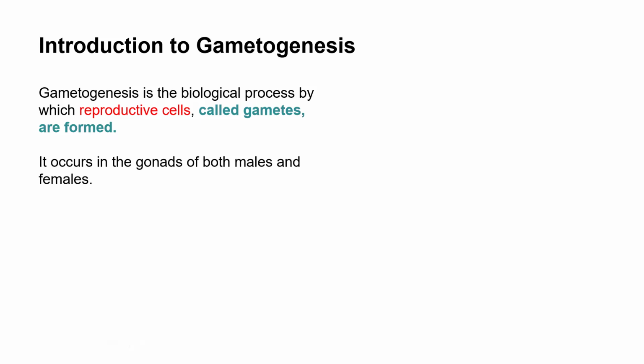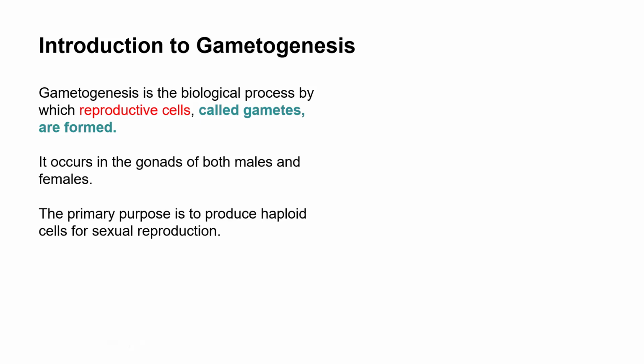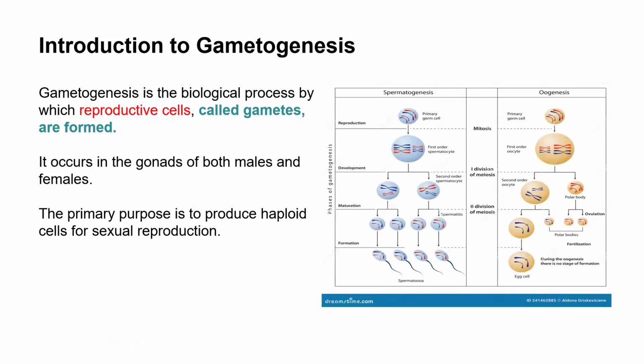So now, where does gametogenesis take place? Gametogenesis occurs in the gonads of both males and females. And the primary purpose is to produce haploid cells for sexual reproduction. The haploid cells, that is sperm cells and egg cells, are produced through gametogenesis, and these two gamete cells unite together through sexual intercourse for reproduction purposes. And the process of gametogenesis is divided into two.